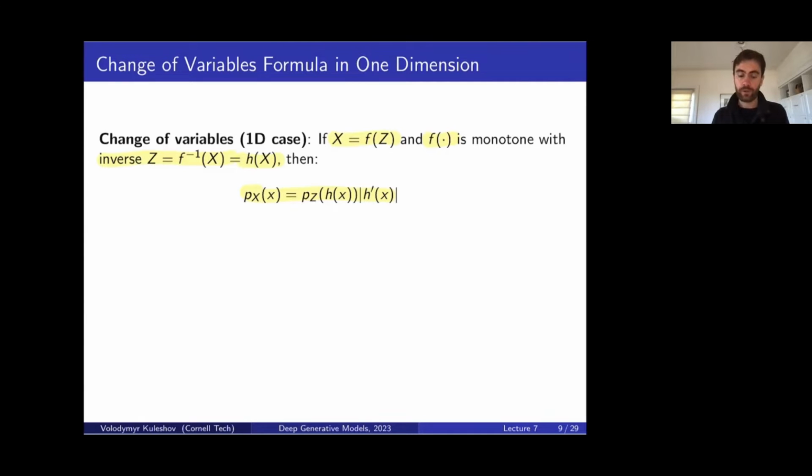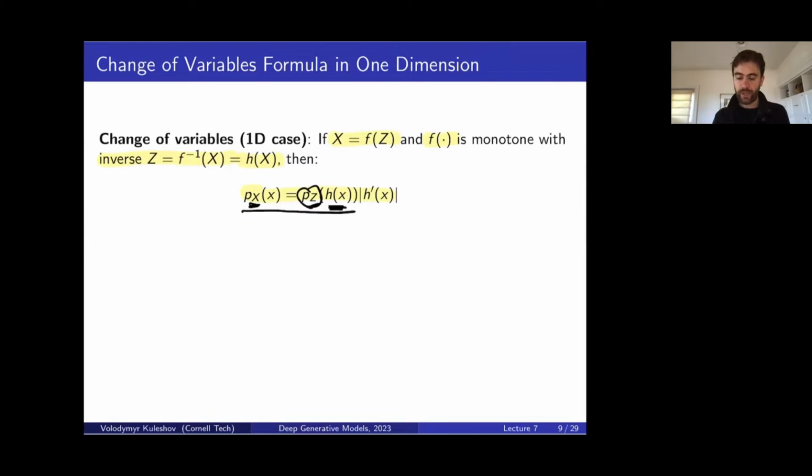Then the correct formula for the density of x is the density of, so we take x, we move from the density over x here to a density over z, but now we have to evaluate the density over z over the inverse of x, so over the z which was mapping to x. So this is what we did in the earlier example in the part that was by itself wrong.